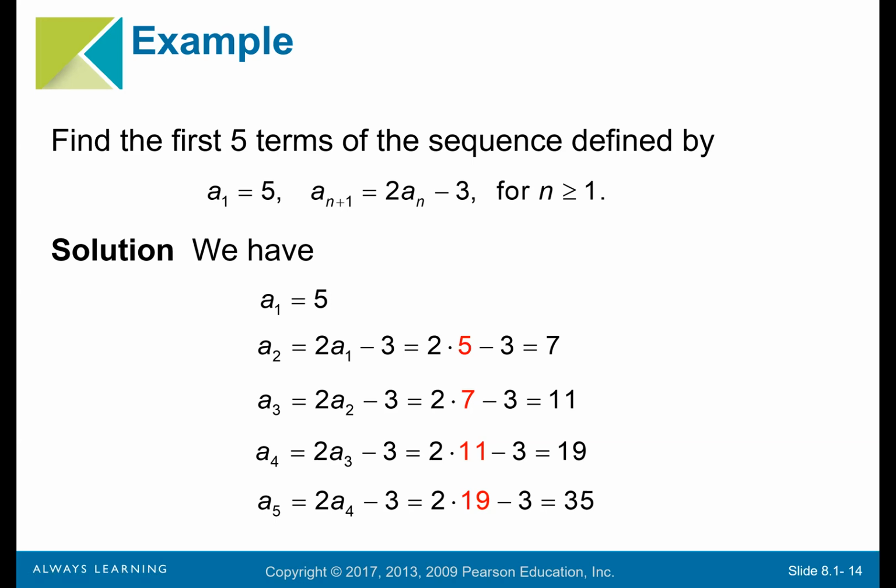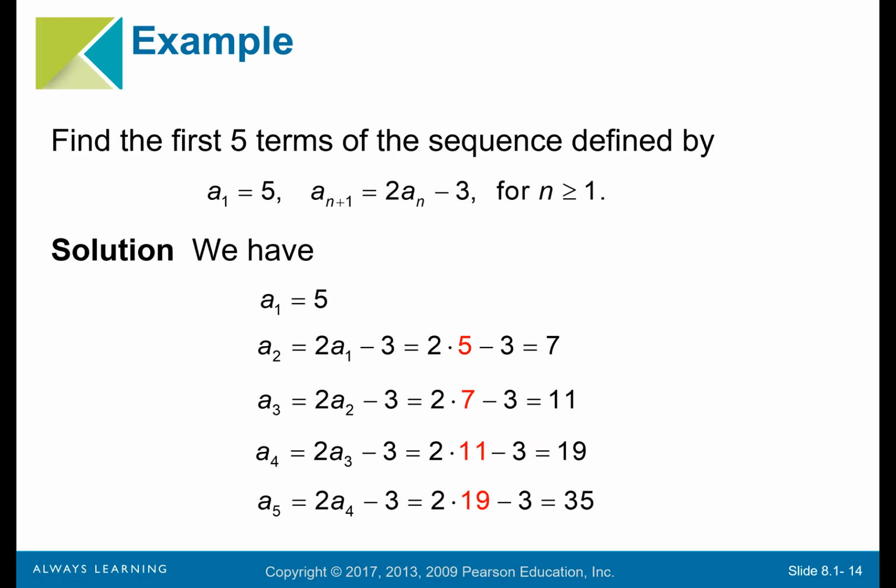So this would be really easy to generate if I wanted the first 10 terms. You would just start with what was given as the first, and then you just take it times 2, subtract 3 to get the next one. Take that times 2, subtract 3 to get the next one, so on and so forth.